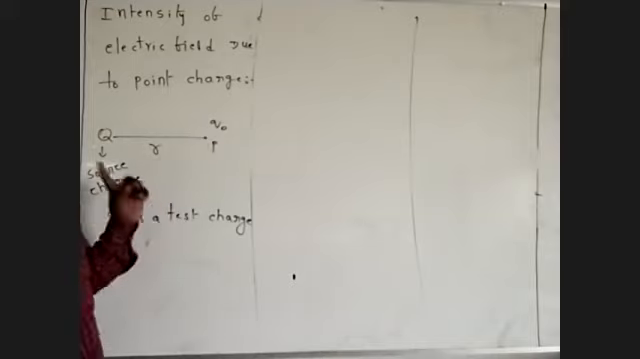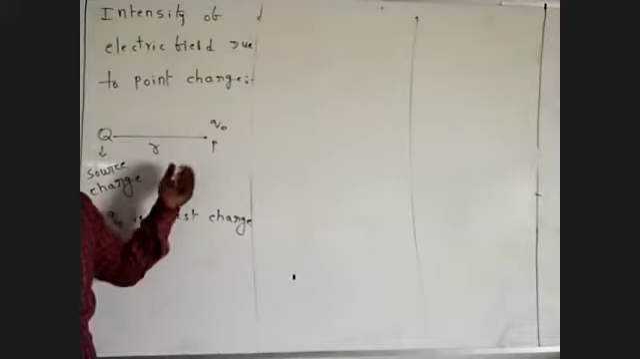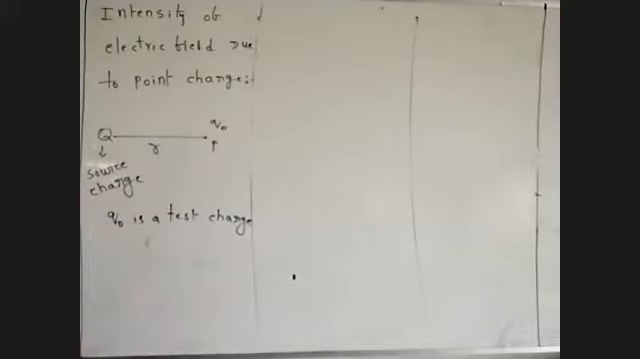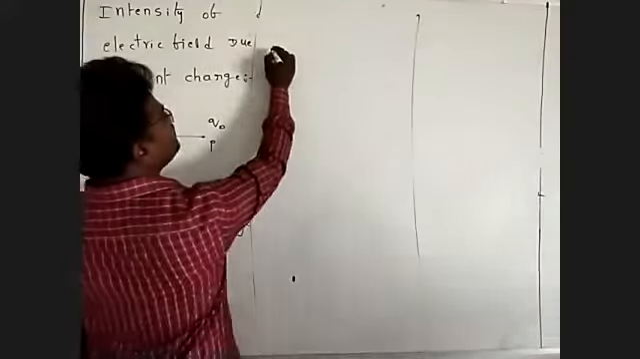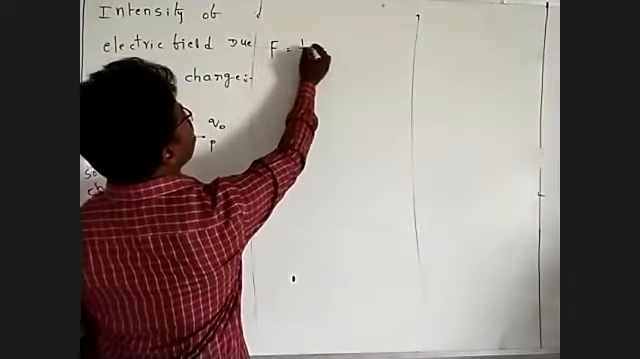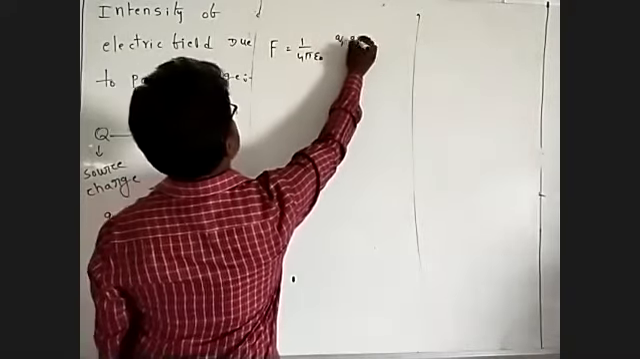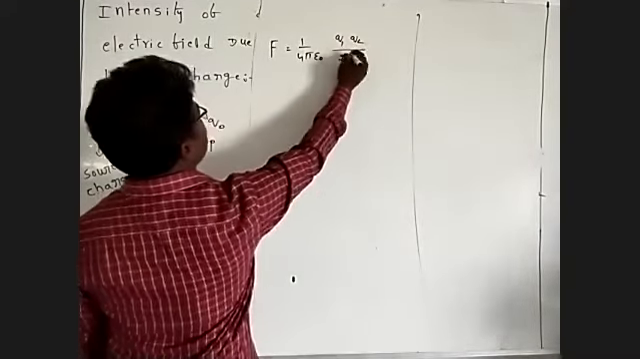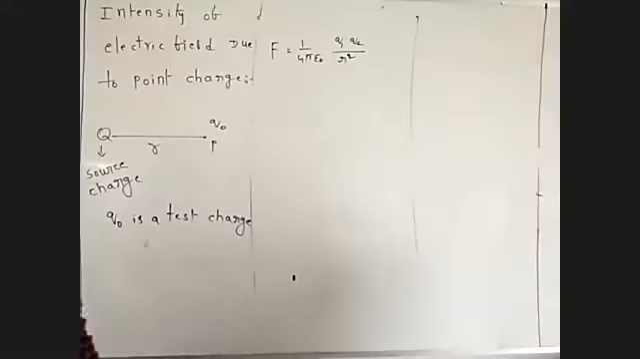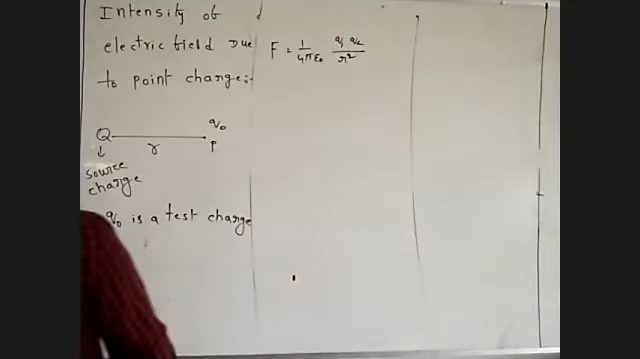Now, Coulomb's law applies between the two charges. Do you know Coulomb's law? F is equal to 1 by 4 pi epsilon naught Q1 Q2 by R square. This is Coulomb's inverse square law.